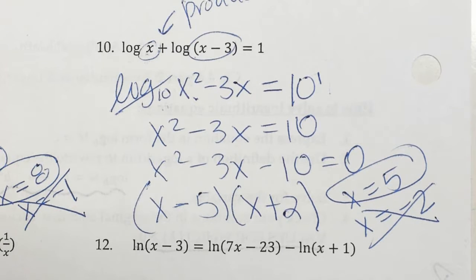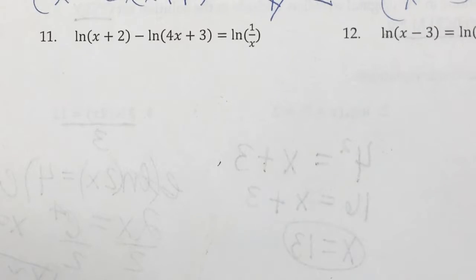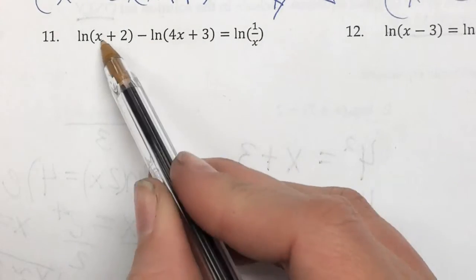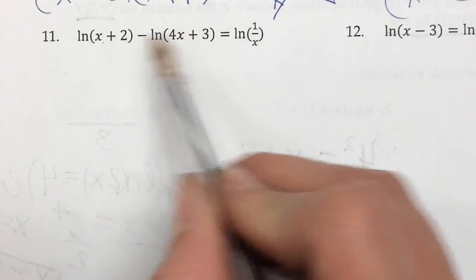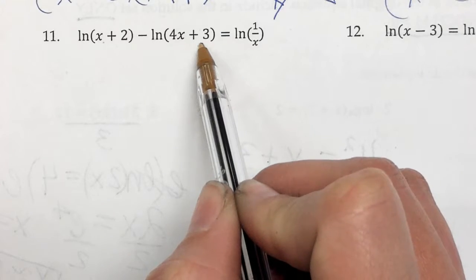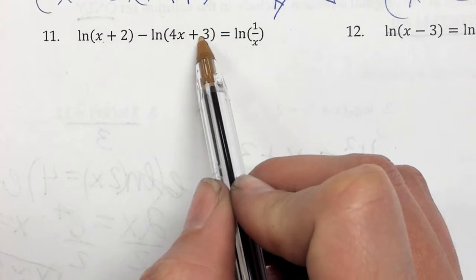We're going to do one more together, then I'm going to let you try the rest on your own. So let's do, y'all want to do 11, 12, or 15 together? 11. Okay. They're all pretty much the same. This time it's minus, so instead of multiplying these two together, we're going to do what? Divide.